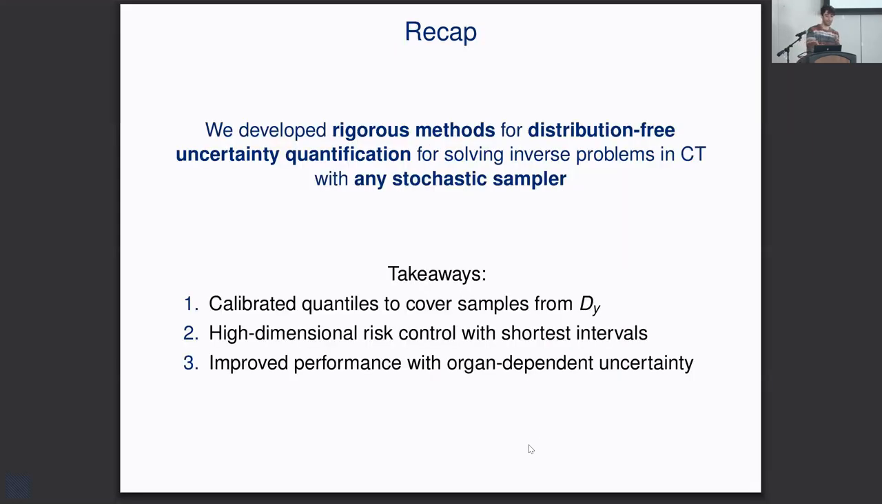And yeah, just to recap this little story, we developed rigorous methods for distribution-free uncertainty quantification, inverse problems in CT in this case, but these can be extended to any inverse problem with any stochastic sampler. And the three main takeaways that I would like everybody to have is you can use calibrated quantiles to guarantee coverage of new samples on the same observation. We can use ideas of high-dimensional risk control with convex optimization to guarantee mean interval lengths for the uncertainty sets. And finally, improving performance of these sets by leveraging semantic information.